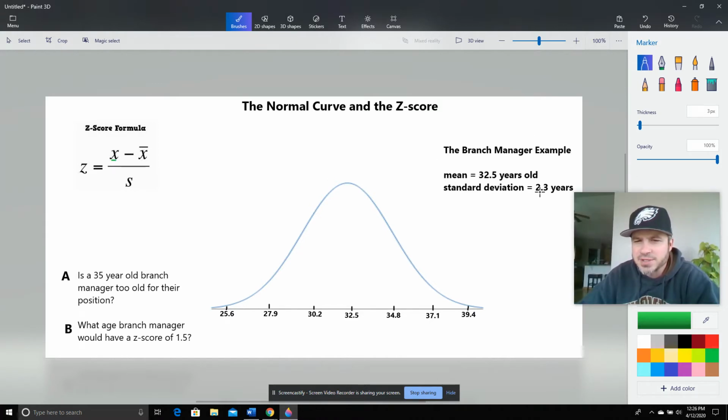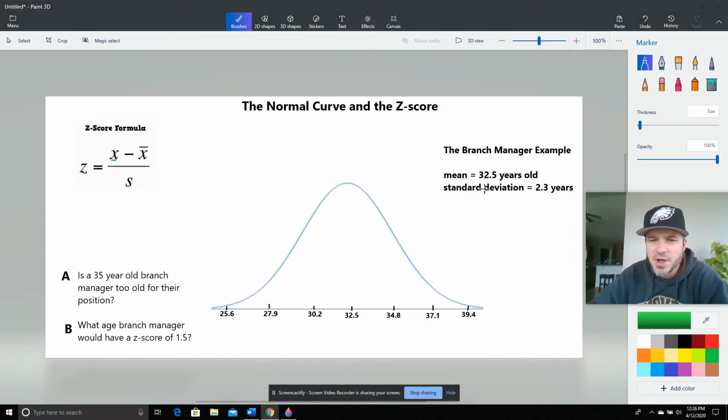Back to our other example, these are branch managers. We would have this whole list of all the branch managers that we went out and collected, and there might be a 35-year-old branch manager, for instance. So here's a sample question. In our data somewhere there's a 35.